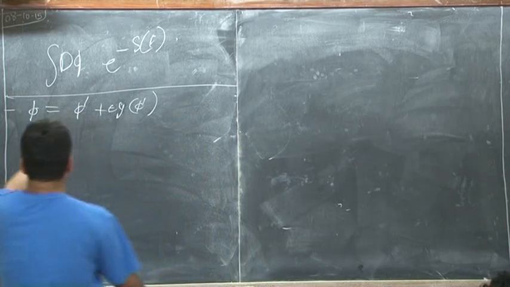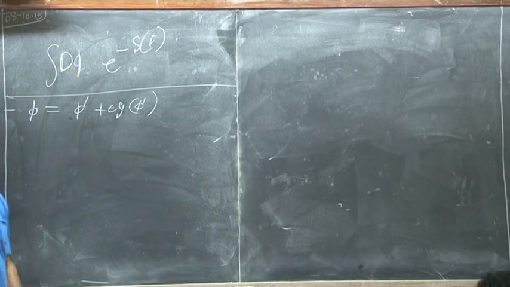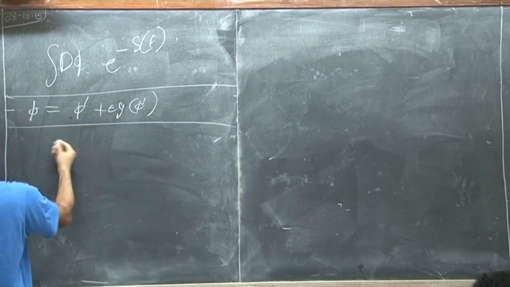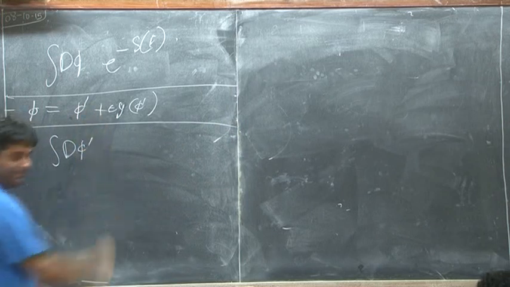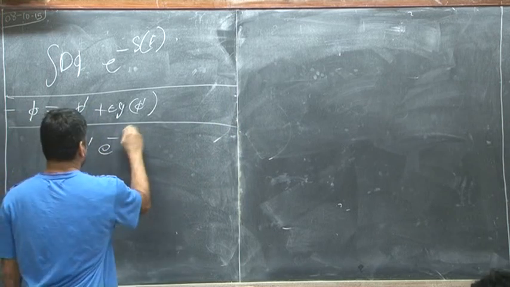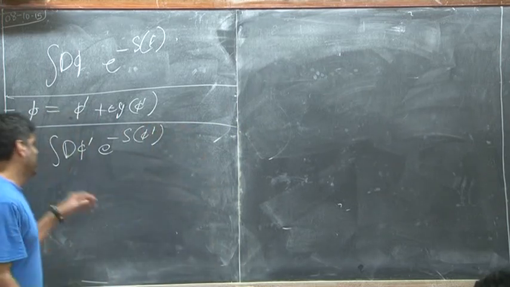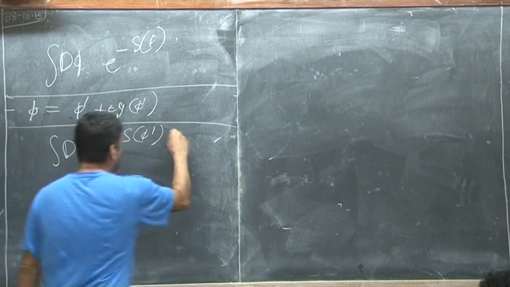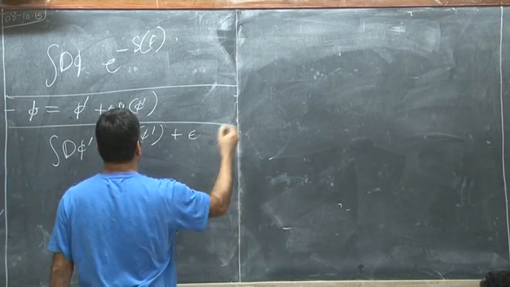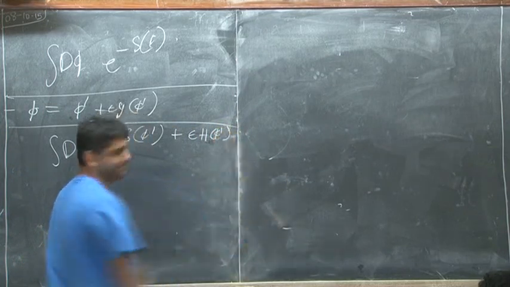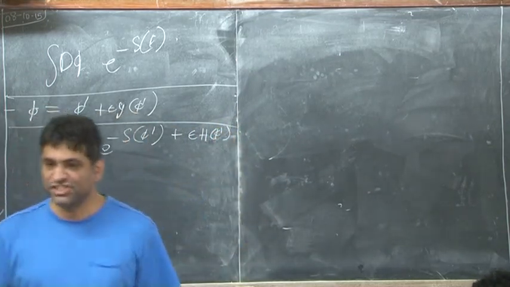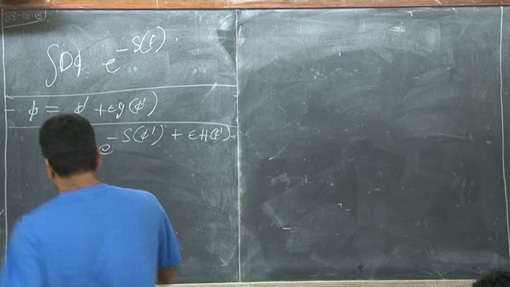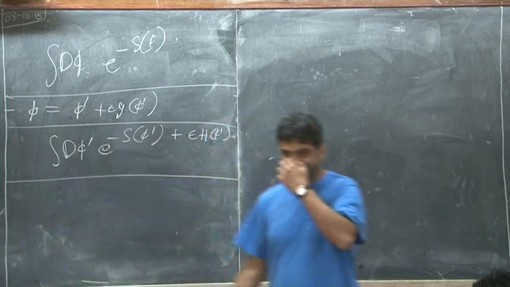Then you plug this change of variables back into this integral. In general, we would get the integral of d phi prime e to the power minus S of phi prime, because epsilon is small, so to leading order we get the same thing. But in general, what we would get is epsilon times some h of phi. There will be some first order change in the integrand for an arbitrary variable change. This is what in general would happen.